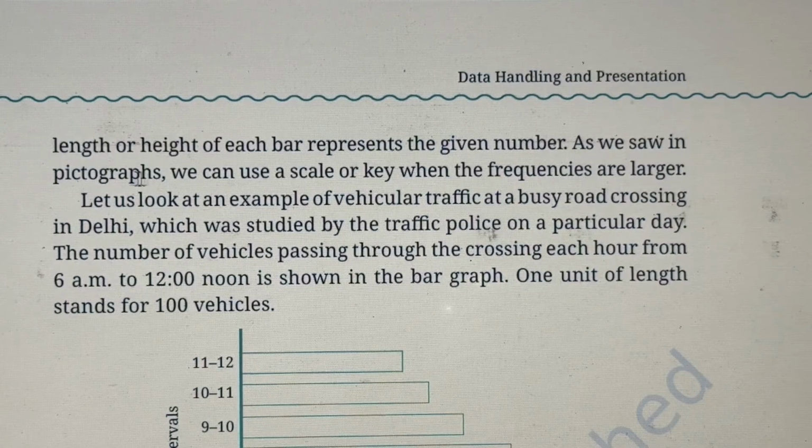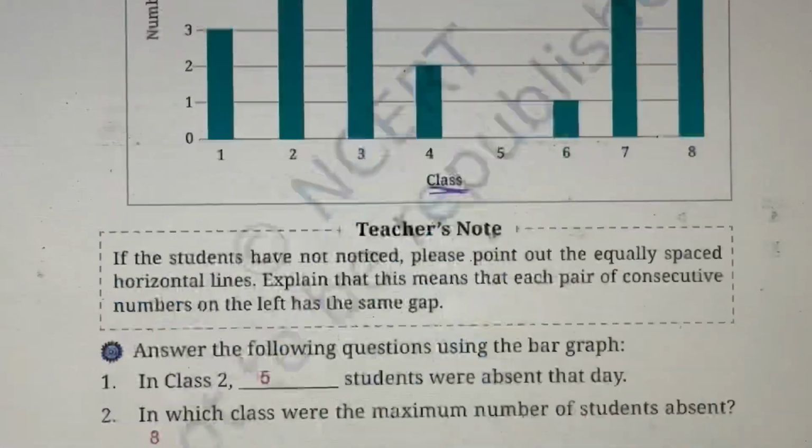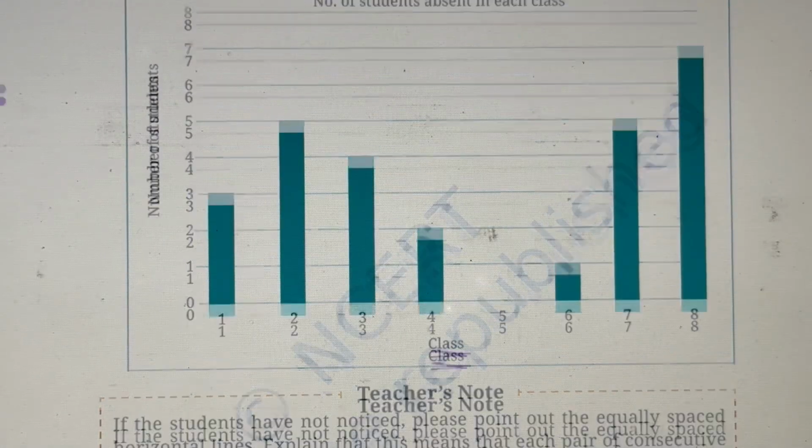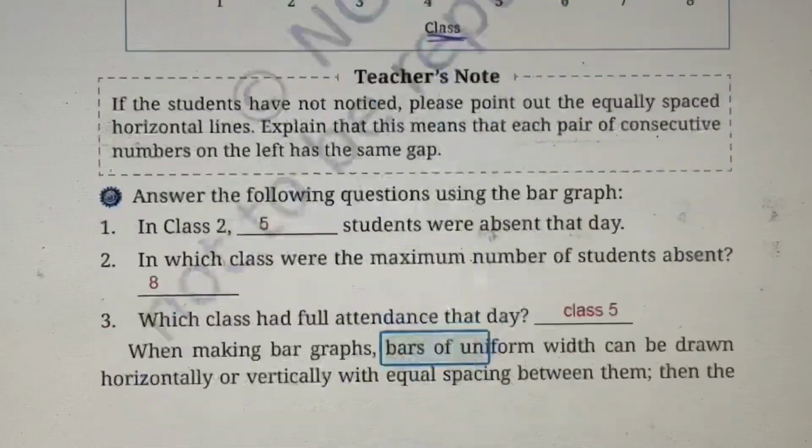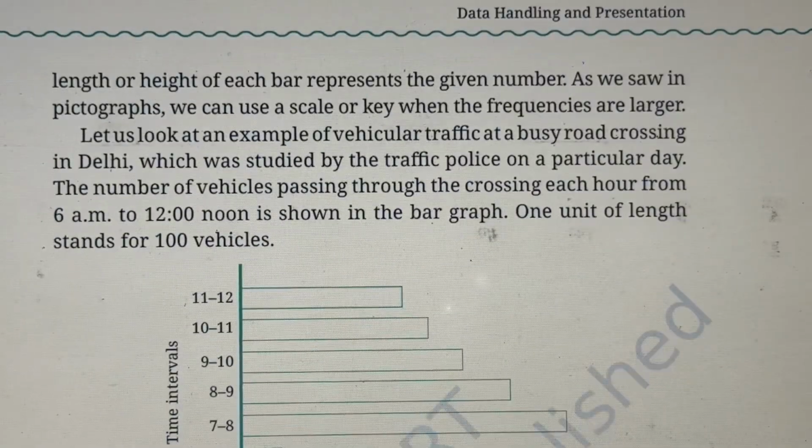As we saw in the pictograph, we can use a scale or a key. Again, this is very important. Like in the pictograph, the scale was important. Here in the bar graph, the scale is very important. I'll just show you the bar graph again because we have studied this bar graph. Can you see the scale which is written here? This is the scale. 1 unit is equal to 1 student. You can take it as 2 students, 5 students, 10 students, 100 students, depending upon the need. But writing that scale is important.